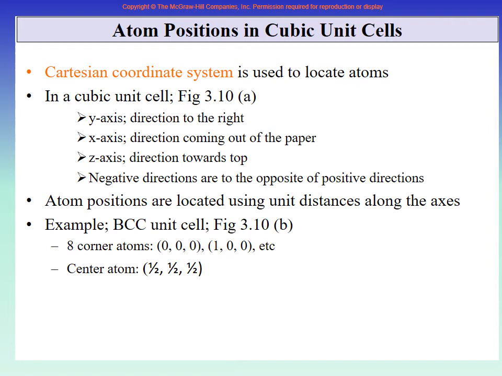Now, atom positions in cubic unit cells. Atom positions that you see, for example, in a body-centered cubic, there are 4 on the top corners, 4 on the base corners, and 1 in the center. So if you want to locate each of these atoms, how do you locate it? How do you call it?